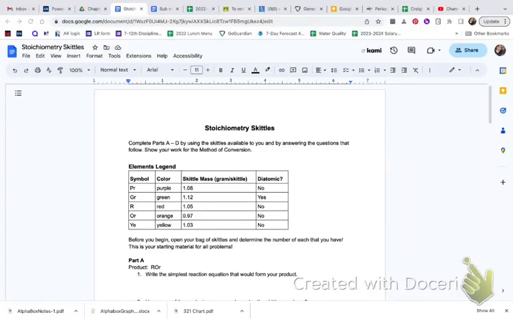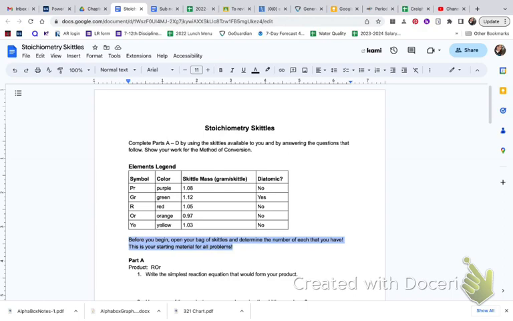Okay, here is a video to help you understand how to do the Skittles stoichiometry lab. The first and most important sentence that you need to read is right here on the paper, where it says, before you begin, open your bag of Skittles and determine the number of each that you have. This is your starting material for all problems.